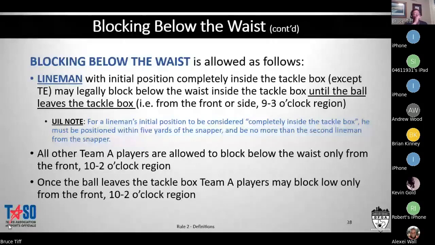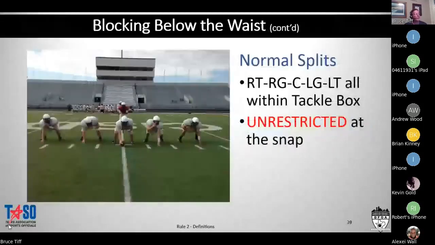So it's important to look at these at the split. Here you can see a basic standard formation. We've got a quarterback in shotgun formation. We've got a snapper, 2 guards, and 2 tackles. And you can see the 5-yard lines lined up there. All of these guys are well within 5 yards each way of the snapper, and so they're all in the tackle box. They would be considered unrestricted. While the ball's still in the tackle box, they can block from the front and the side.